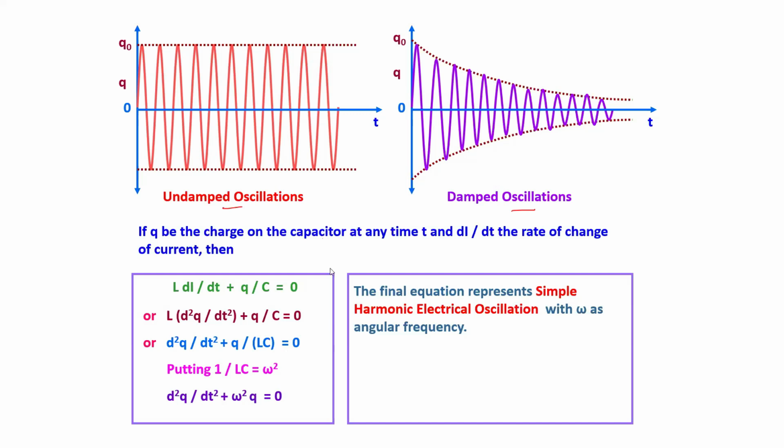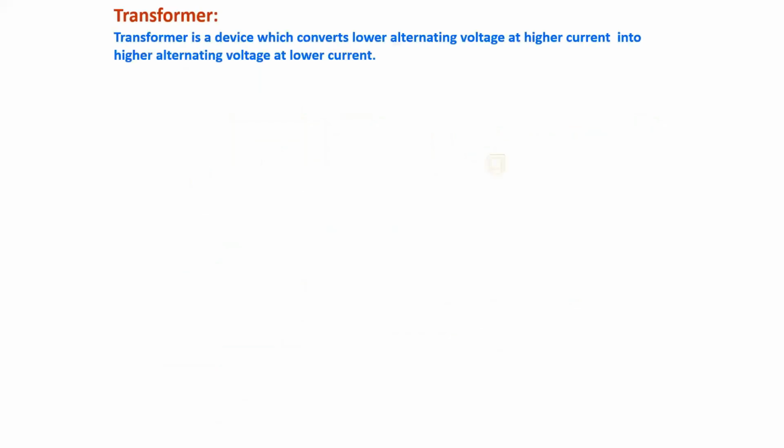So here we can say the final equation represents simple harmonic electric oscillation. It's known that in simple harmonic motion, the acceleration is directly proportional to the negative displacement as well. Now we are going to see what happens in the transformer.